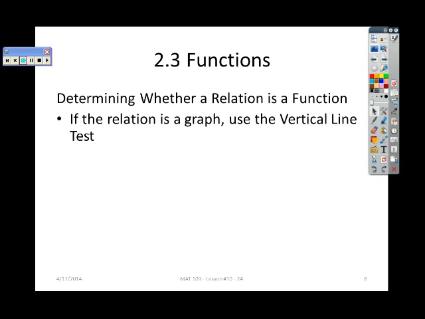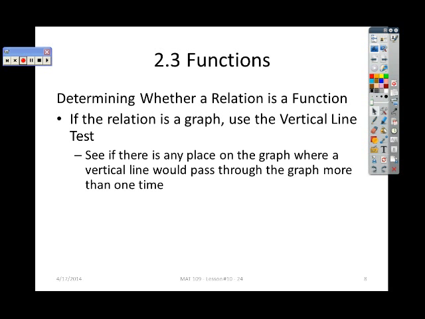There's also another simple type of function to test. That's when you have a graph of the function. Or I should say a graph of the relation. The way to test a graph is to use the vertical line test. You draw a vertical line through the graph. If that vertical line touches the graph in more than one place, it's not a function. If you can find any place on that graph where a vertical line will touch it in more than one place, it is not a function.